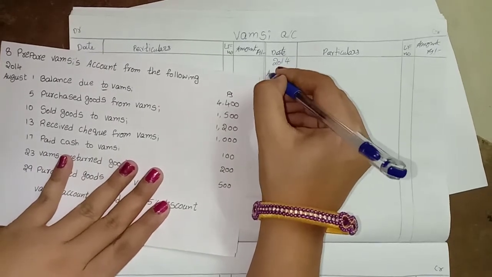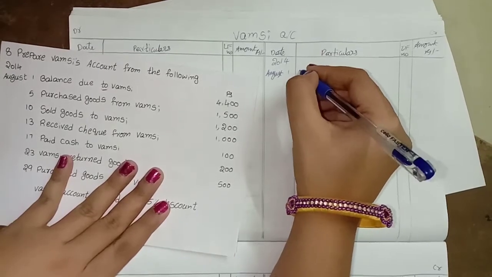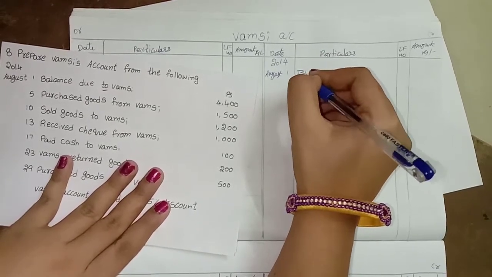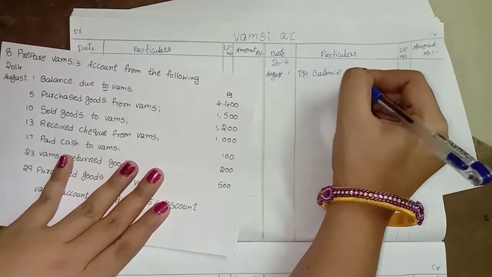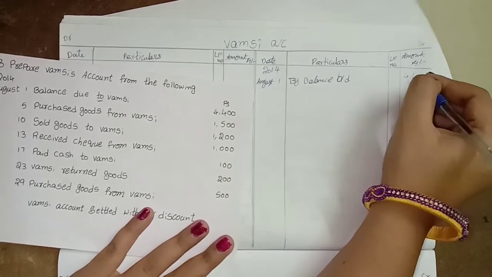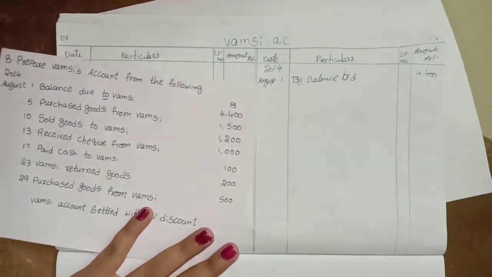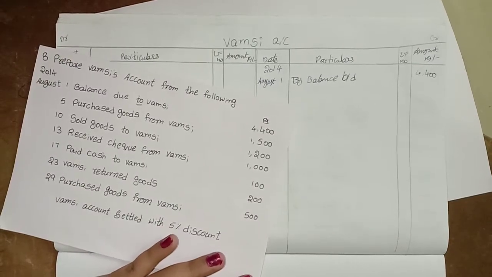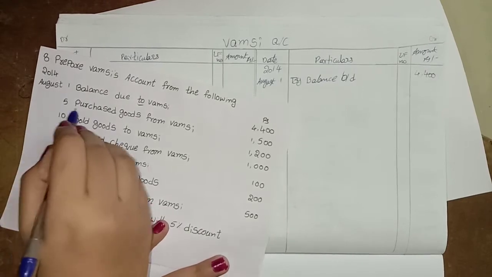2014, August 1st, by balance brought down. That is 4,400 rupees. And the next transaction was held on August 5th.